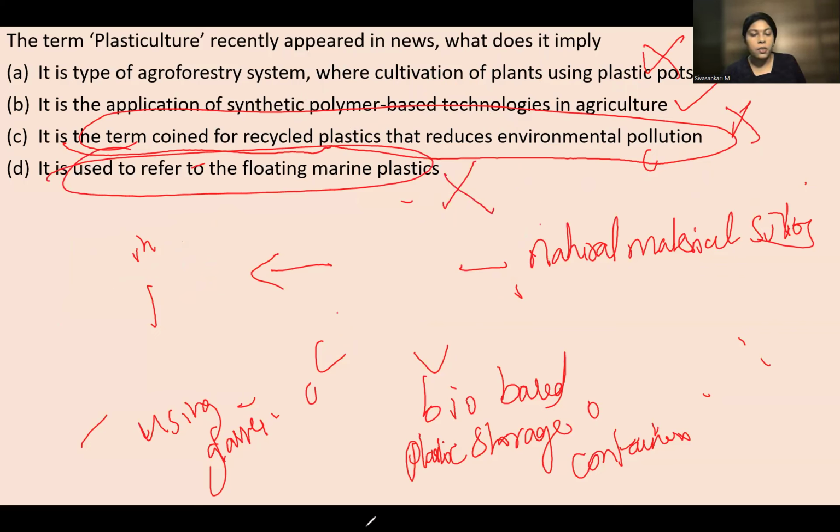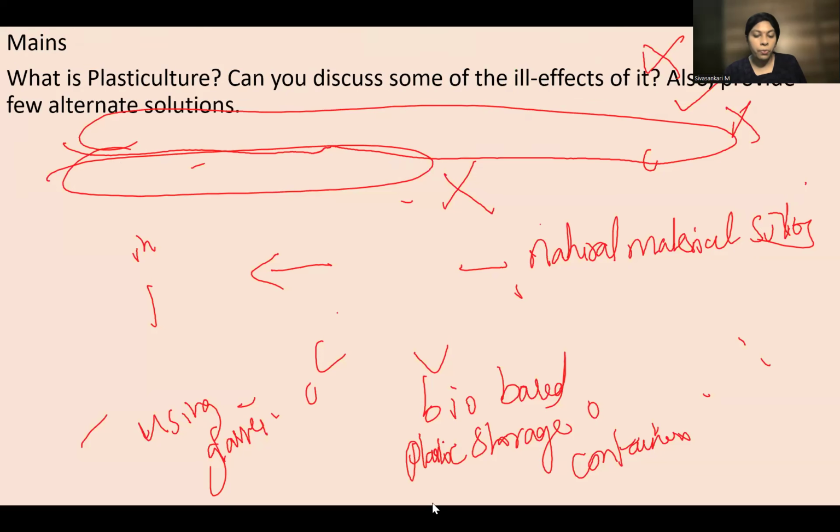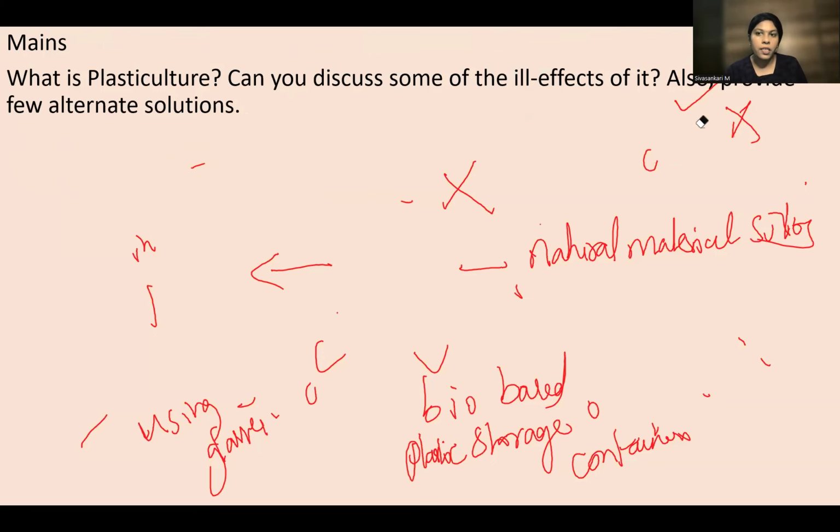Yes. Then see this. Suppose for prelims, there is a pass, I preferred one pattern. Now for mains, if it comes, they can ask in this way. What is plasticulture? Can you discuss some of the ill effects of it? Also provide a few alternate solutions. So first, you have to write what is plasticulture, that means a definition for it. Shortly do it. Then discuss some of the ill effects, so you have to write the problems associated with it. Then alternate solutions, that is, what you can do to reduce this. So that way you have to write.